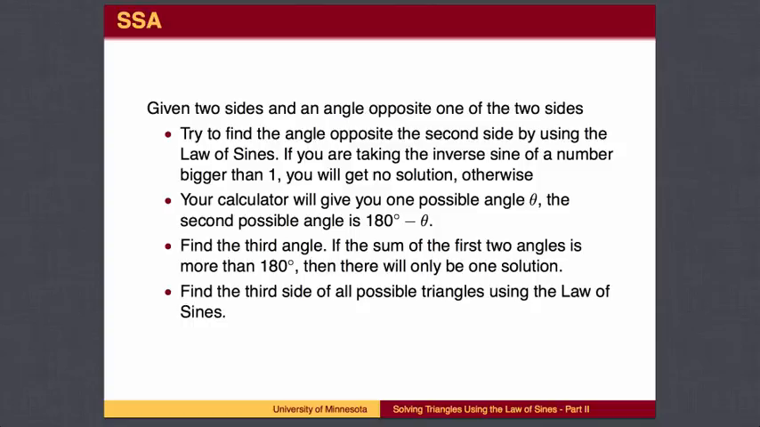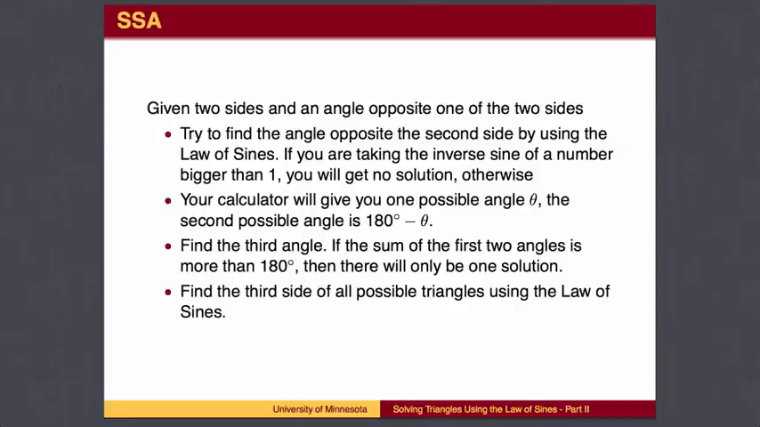To recap, given two sides of a triangle and the angle opposite one of them, try to find the angle opposite the other using the law of sines. If the sine value is larger than 1, you will get no solution. If you do get an angle when you take the inverse sine, then also find a second quadrant angle and test the two possible triangles. Find the third angle by making the sum of the angles add to 180 degrees. When using the first quadrant angle, you are guaranteed to get a solution.